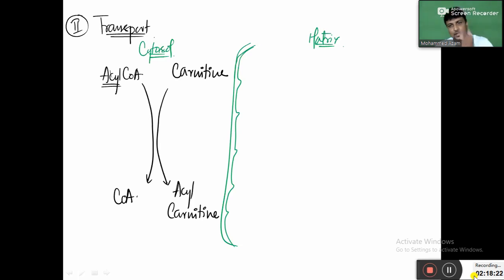CoA leaves from there. So acyl-CoA combines with the carnitine to form what, sir? Acyl-carnitine. Acyl-CoA combines with carnitine to form acyl-carnitine, and there will be removal of CoA. CoA will be removed. And now this acyl-carnitine will enter inside the mitochondrial matrix. Acyl-carnitine will enter inside the mitochondrial matrix.